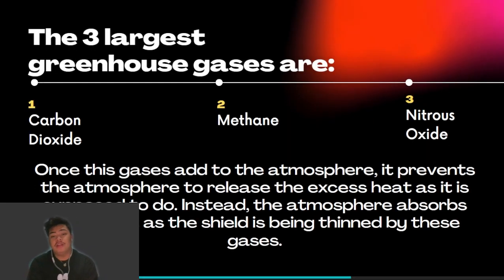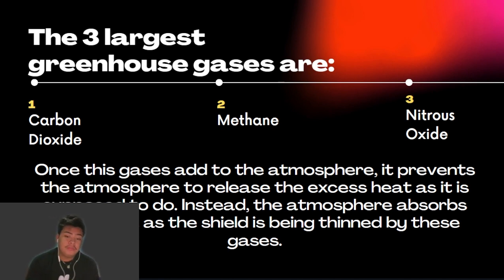The three largest greenhouse gases are carbon dioxide, methane, and nitrous oxide. Once these gases add to the atmosphere, it prevents the atmosphere from releasing the excess heat, as it is supposed to do. Instead, the atmosphere absorbs heat more as the shield is being thinned by these gases. These elements, when burned, produce carbon dioxide.